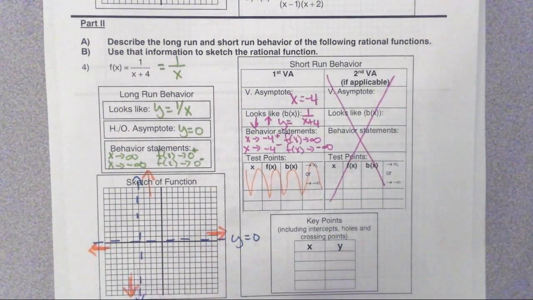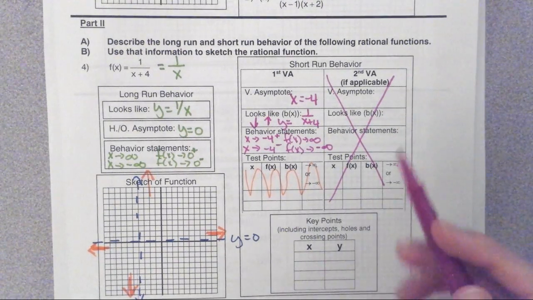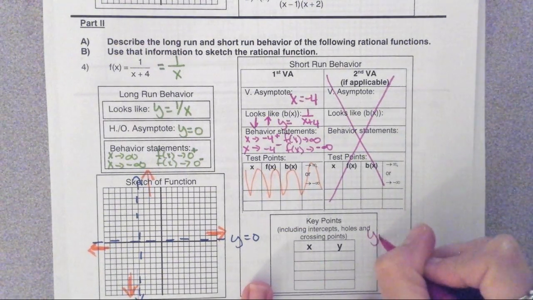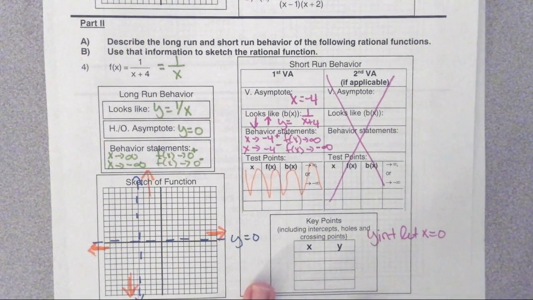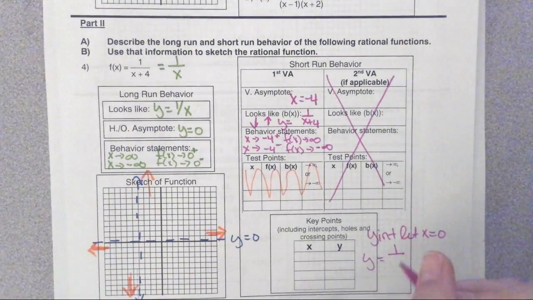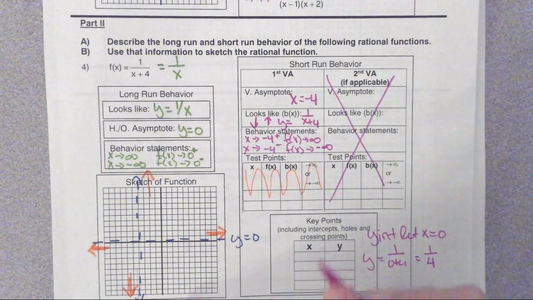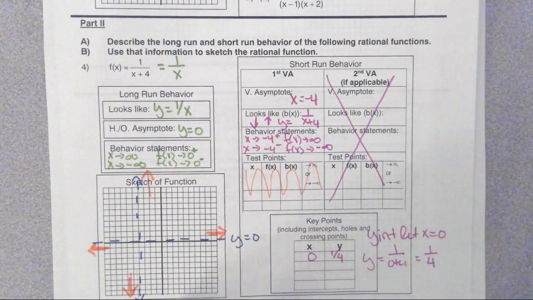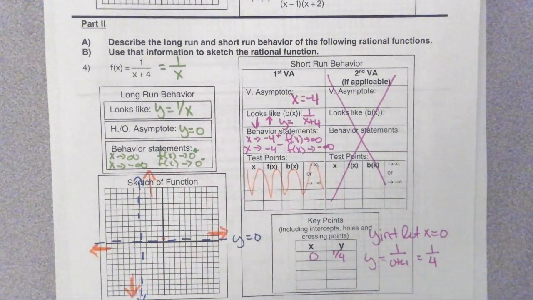And before I can go sketch my picture, I need to go find key points. X-intercepts, y-intercepts. So the y-intercept is always the easiest one to find. I like to do that one first. So y-intercept, let x equal 0. So here's my equation. Y equals 1 over, in place of the x, I'm going to put a 0. So I get 1 over 4. So my y-intercept is at 0, 1/4. So I go to 0, 1/4, which is going to be really close to the 0 line. I put a dot.